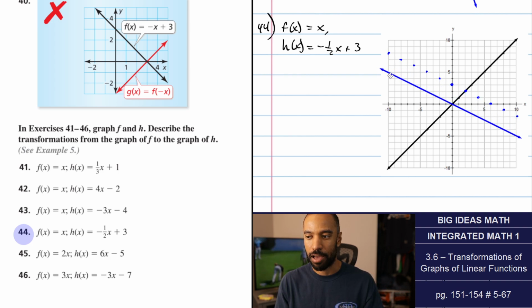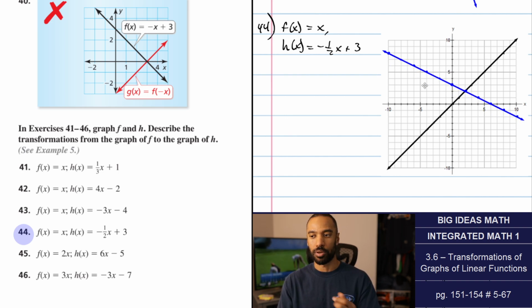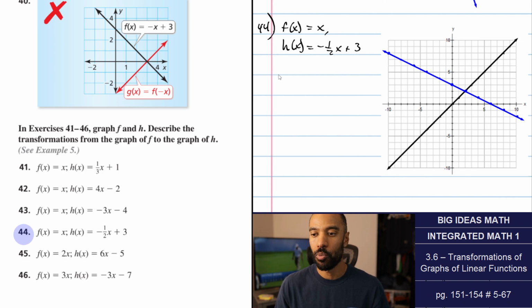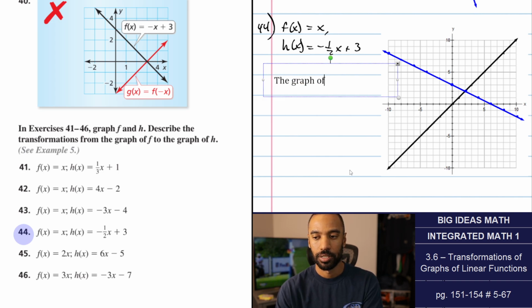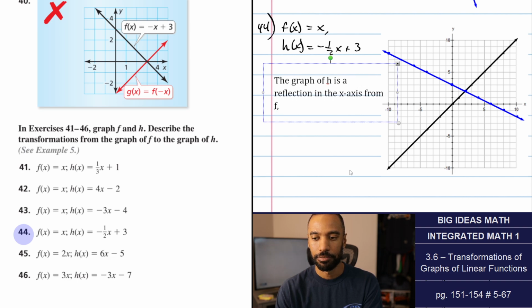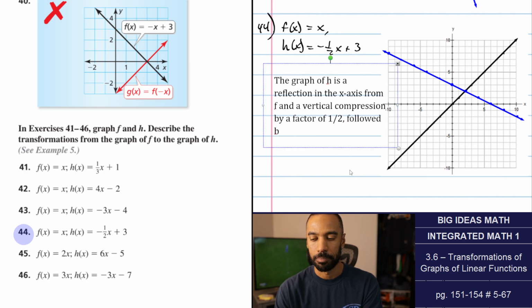Because if I multiply by negative 1/2 from this graph, I'd be right here. But everything goes 3 units up, not just this point. Everything goes 3 units up. I just start from that point. But we do first do the reflection and the vertical compression. The graph of h is once again a reflection in the x-axis from f, and a vertical compression by a factor of 1/2, followed by a translation 3 units up.